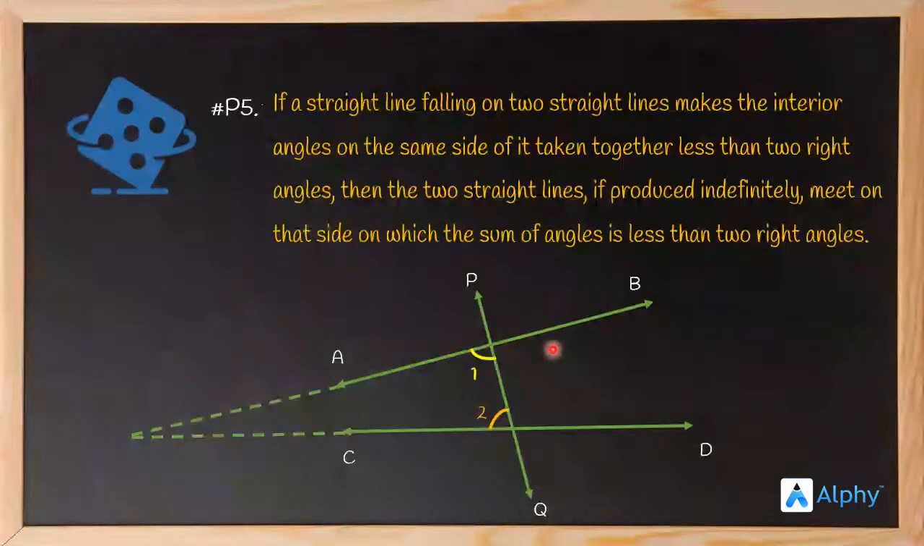Alright? So if we have a line PQ and it is resting on two other lines, say AB and CD, such that it makes angles 1 and 2, which as you can see are less than 90 degrees each. Therefore, you can say these two angles are less than 180 degrees. Okay? So if it happens like this, on producing or extending these two lines indefinitely, which is line AB and CD, at some point or the other, they will end up meeting each other. Alright? That is what this postulate is all about.